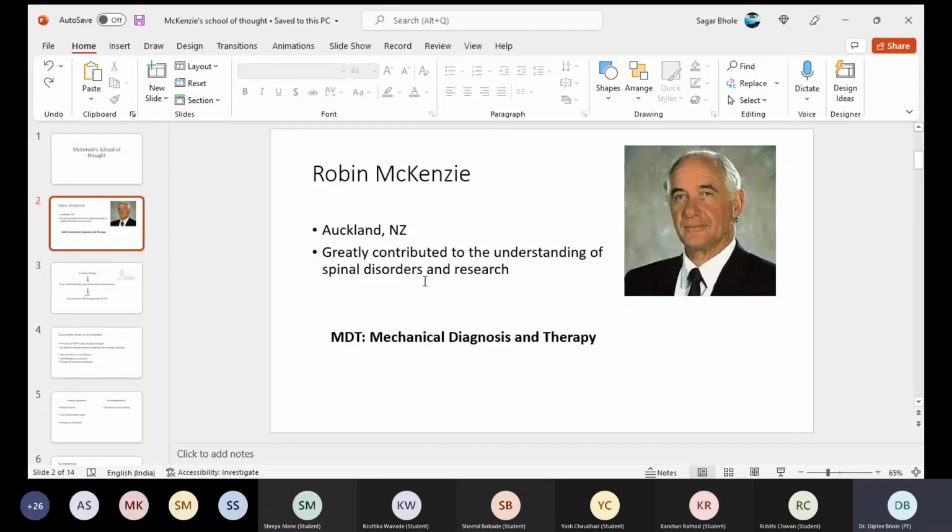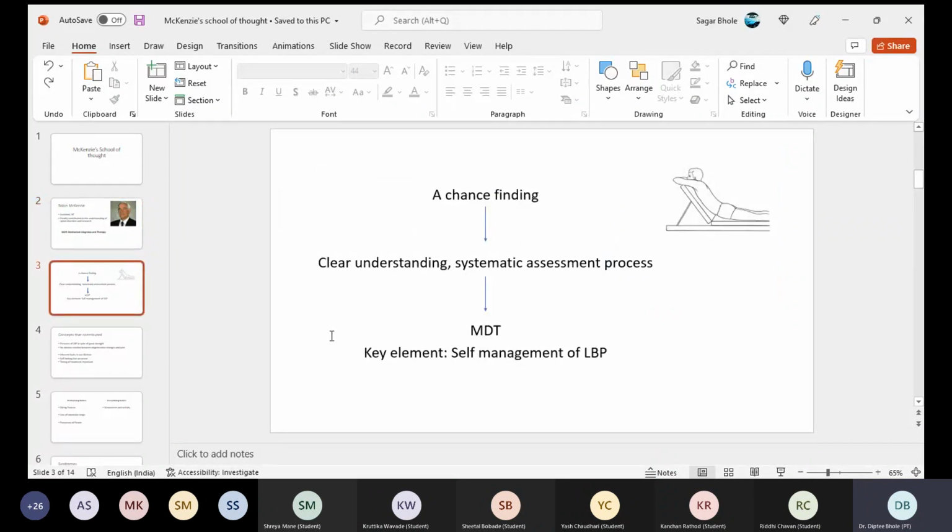And all this has reached the McKenzie concept, which is also called the Mechanical Diagnosis and Therapy, a copyrighted terminology used by the McKenzie concept. The short form of it is MDT, which is also an accepted acronym for the same, okay. So it all began as a chance finding.